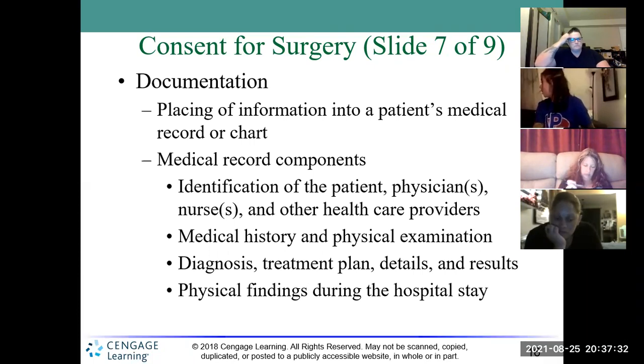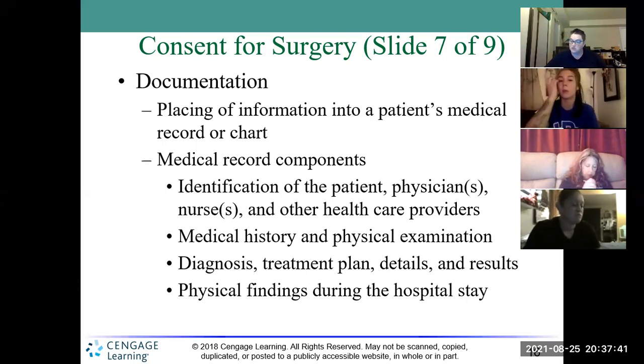Documentation. Now, in most of the settings that you are probably going to look at, you will not be responsible for documentation, but of course, it's good to be familiar with it, just so that you are well-rounded in your training and you know the general basics of documentation. So this is what you'll be calling the patient's chart.